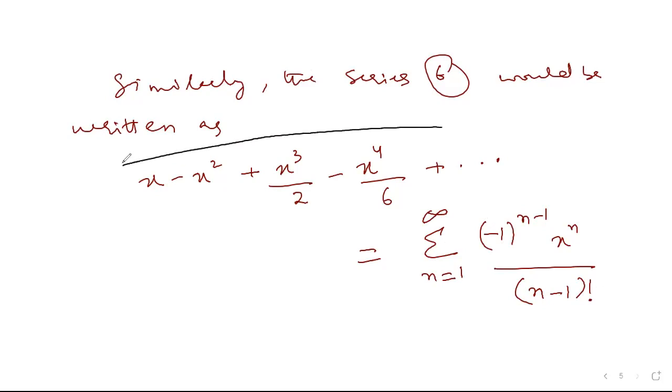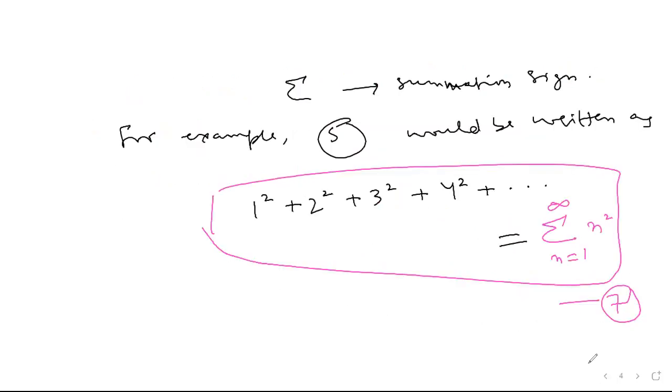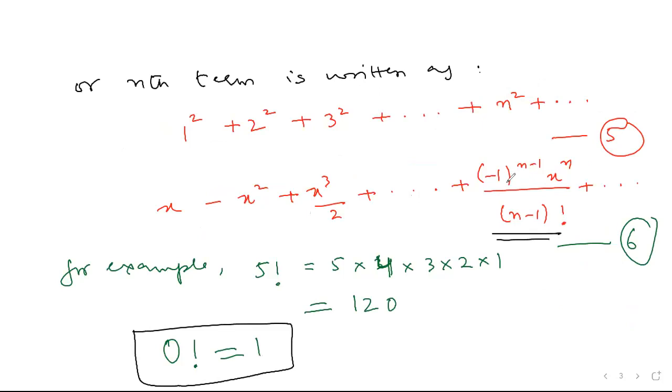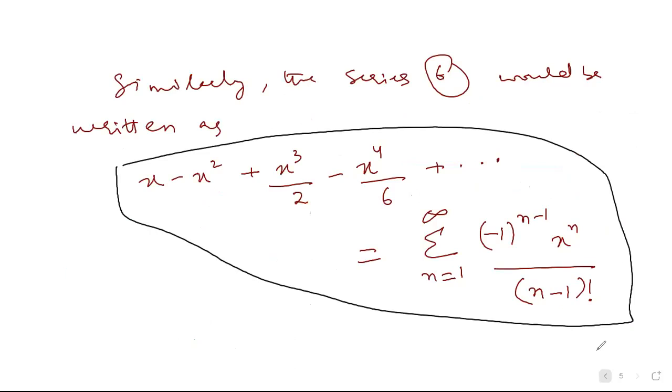Let me encircle it. You can see this series 6 where the nth term is minus 1 raised to n minus 1 x raised to n over n minus 1 factorial. In shorter form, we can write it this way. Let me name it 8. x minus x square plus x cubed by 2 minus x raised to 4 over 6 plus so on. So in shortened form, it is written this way, right?